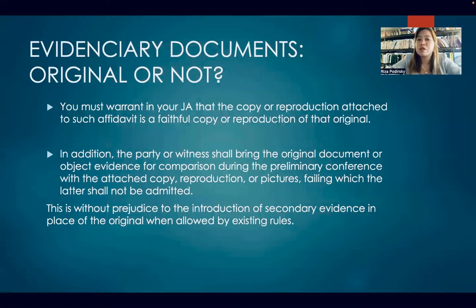Next, evidentiary documents. Does it need to be original or not? You must warrant in your GA or judicial affidavit that the copy or reproduction attached to such affidavit is a faithful copy or reproduction of that original. In addition, for the parties, you have to bring the original document or object evidence for comparison during the preliminary conference. When there is already the pre-trial session, you have to bring all the original documents and present them to the court, because they are actually obligated to compare the copy and the original document. Okay, this is of course without prejudice to the introduction of secondary evidence in place of the original when allowed by the existing rules.